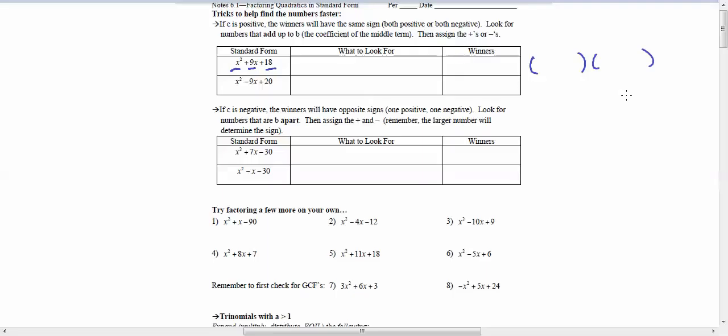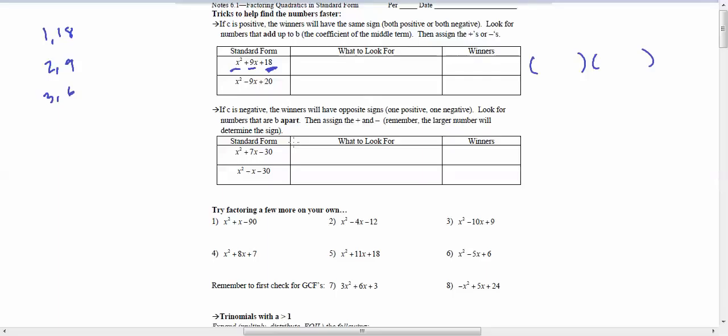Let's list them out. 1 and 18. 2 and 9. 3 and 6. Got it? Now, which one of these pairs can I add, subtract, all of that kind of stuff to get the number 9? Because I know that I need to use one of these pairs to get this number, because that third term is what multiplies it out to be, right? This middle term, on the other hand, is what I need to add these two together to get, or subtract them, or do some kind of funny thing.